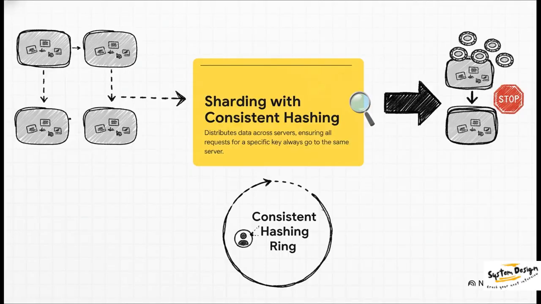Basically, we split our data across a whole bunch of Redis servers. But, and this is a big but, we can't just do it randomly. If we did that, a user's data might be on server A, but the next request goes looking for it on server B, and chaos. To solve this, we use something called consistent hashing. It's this really clever algorithm that guarantees that all the data for one specific key, like a user ID, will always go to the exact same server, the exact same shard. And that is absolutely critical to make sure our rate limiter actually works.